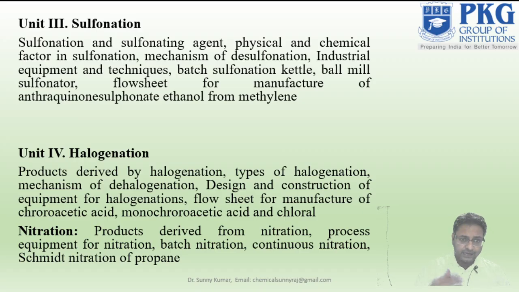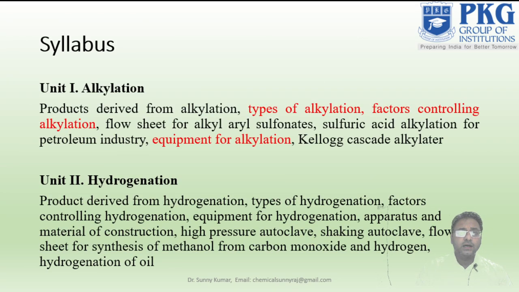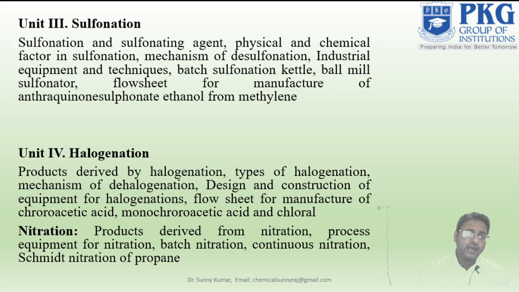And the other part is nitration. In the fourth unit, halogenation and nitration we will read. In nitration: products derived from nitration, process equipment for nitration, batch nitration, continuous nitration, and nitration of propane. So these are the syllabus. The four units are in your syllabus. The first unit is alkylation, the second is hydrogenation, the third is sulfonation, and in the fourth unit we will read halogenation and nitration. This is the whole syllabus of unit process.